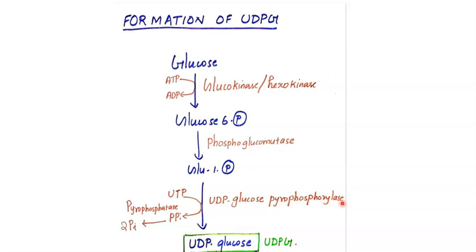So there are three enzymes. Which are the three enzymes? Glucokinase or hexokinase, with the use of ATP, converts glucose to glucose 6-phosphate. In presence of phosphoglucomutase, glucose 6-phosphate is converted to glucose 1-phosphate. And this glucose 1-phosphate in presence of UDP glucose pyrophosphorylase is converted to UDP glucose, and at the same time PPi is released. And what happens to this PPi? It is converted to 2 Pi in presence of an enzyme pyrophosphatase.